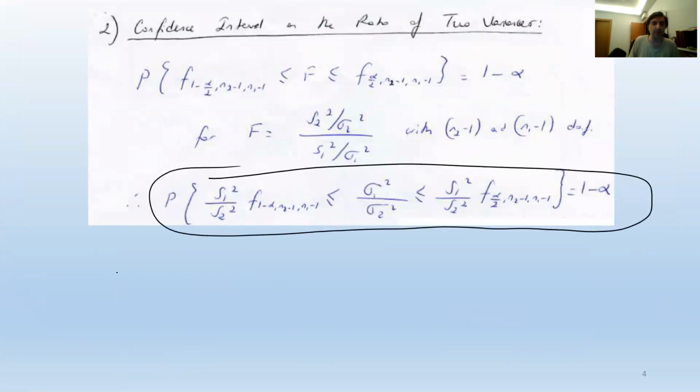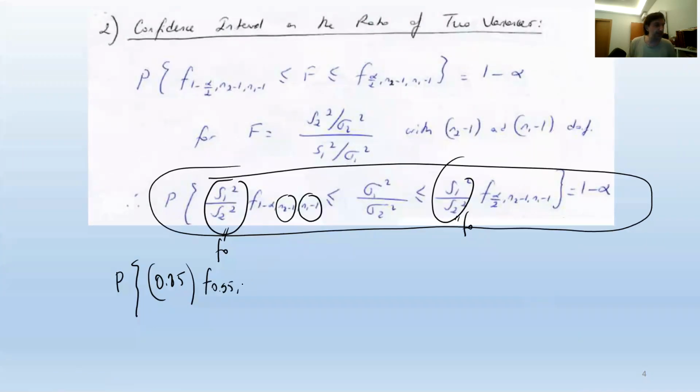So here, let me solve the question. Probability of S1 square, S2 square. Actually, that ratio was already found. That was my F0 value here and F0 value here. I already found it to be equal to 0.85. What I need is F 0.95.